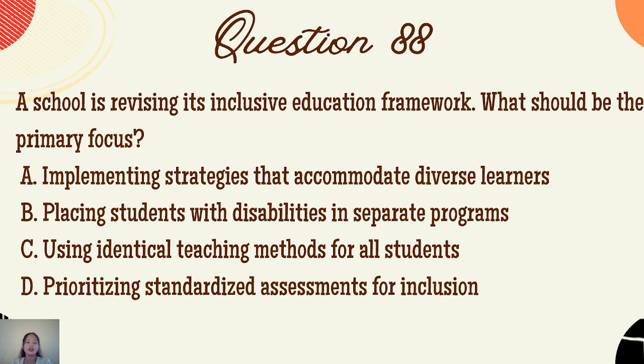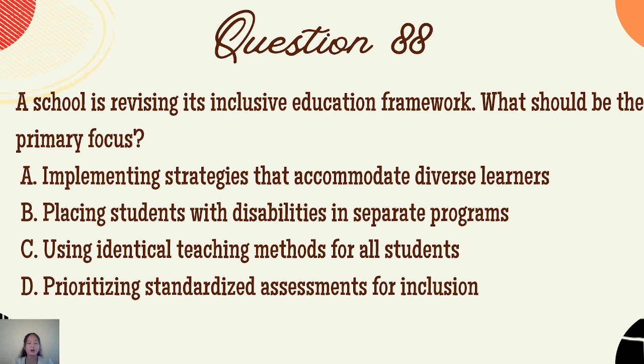Now let's proceed to question number 88. A school is revising its inclusive education framework. What should be the primary focus? So the correct answer is letter A, implementing strategies that accommodate diverse learners. Why? True inclusion means making adjustments to meet individual learning needs. For example, providing speech to text for students with language challenges reflects true inclusion.